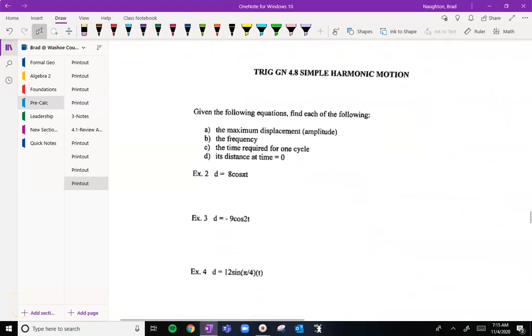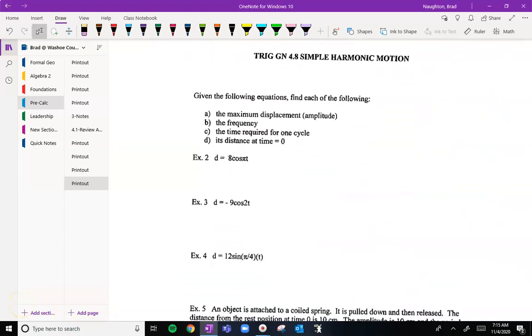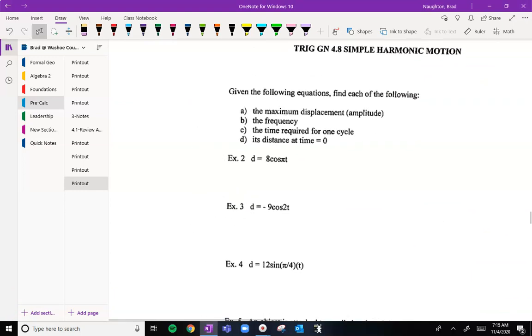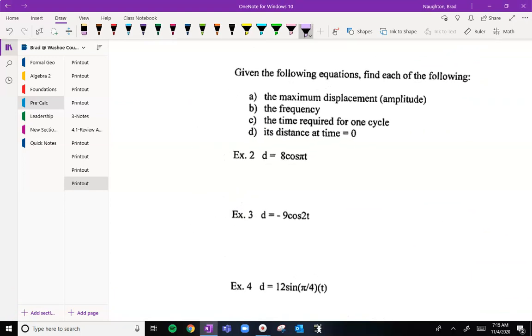Alrighty. So, ladies and gents, we mosey on over to the next page of our notes here. We're going to have 3 examples, and we're going to find a couple of different things. We have A, B, C, D, so let's start with A. So that's the maximum displacement. That is going to be your amplitude. Remember, that's the absolute value of A. Okay, important. Then we're going to do the frequency.